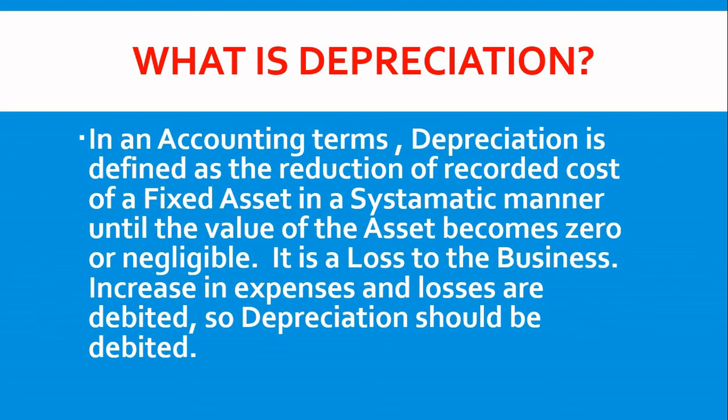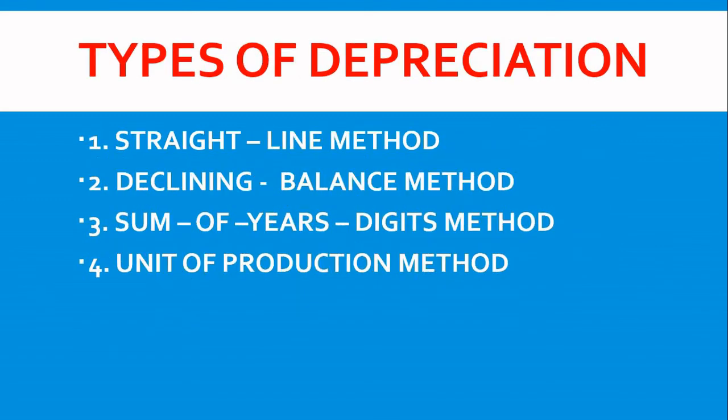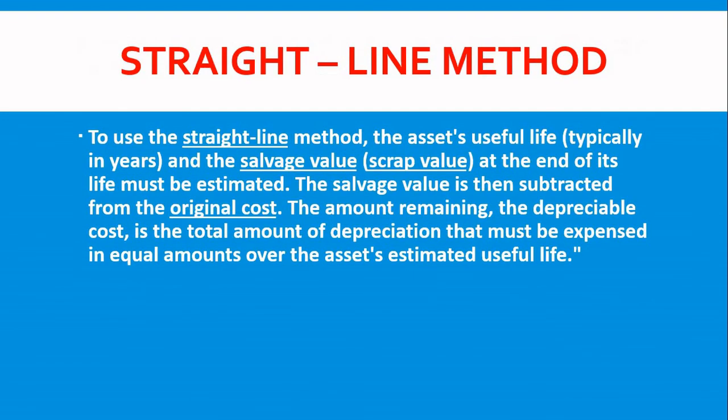Okay. So next, types of depreciation. There are four types of depreciation. First one, straight line method. Second one, declining balance method. Third one, sum of years digits method. Fourth one, unit of production method. So today I am going to explain straight line method. The remaining methods I will explain in my next videos. Okay. So what is straight line method?